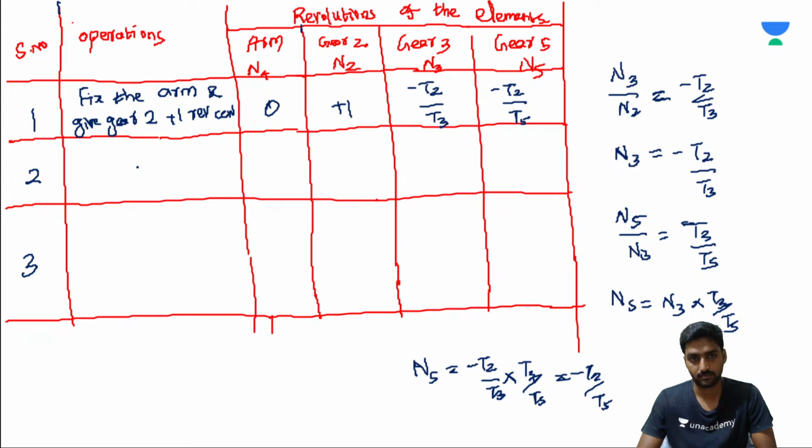Okay, fine. Next, what we need to do? Multiply x with all elements. It's 0 into x, 0. It's x, minus x T2 divided by T3, minus x. The things I am giving one by one. Minus x, then T2 divided by T5.